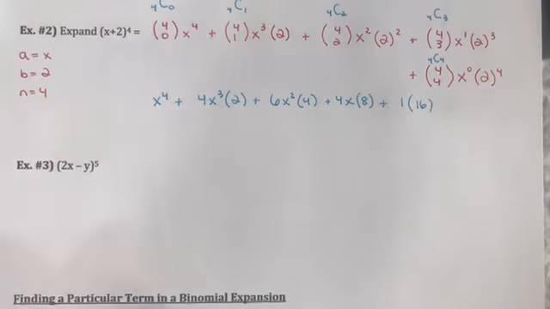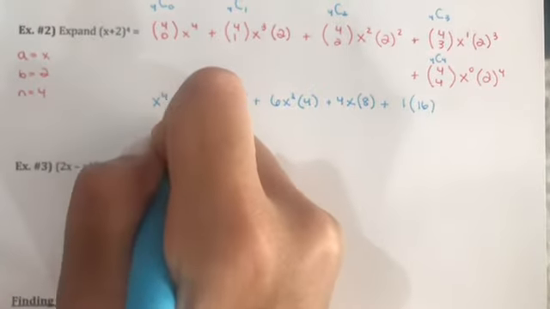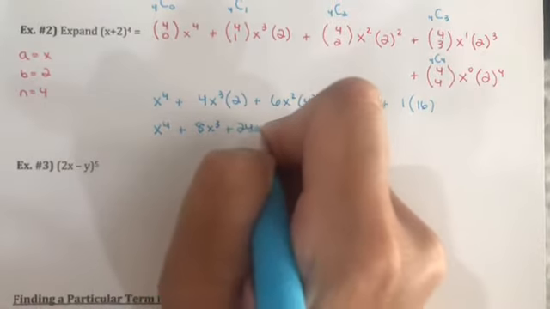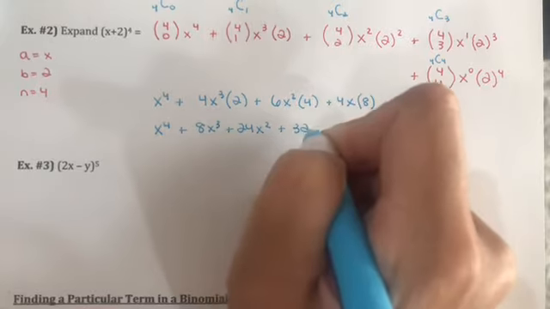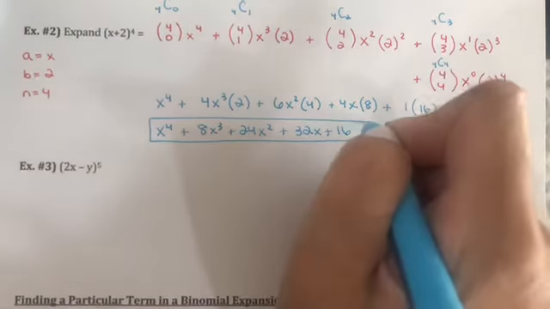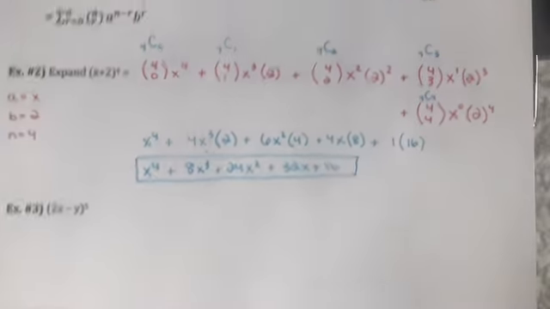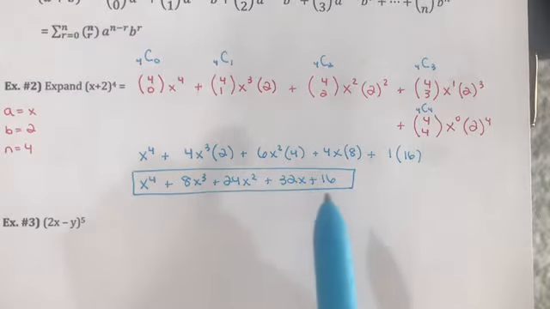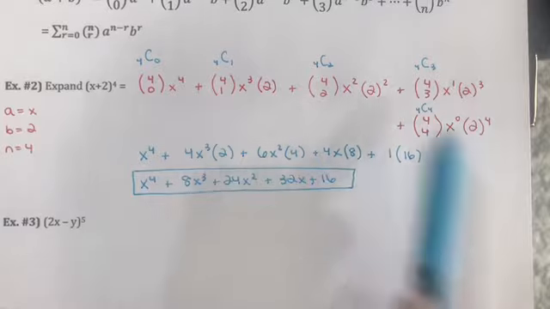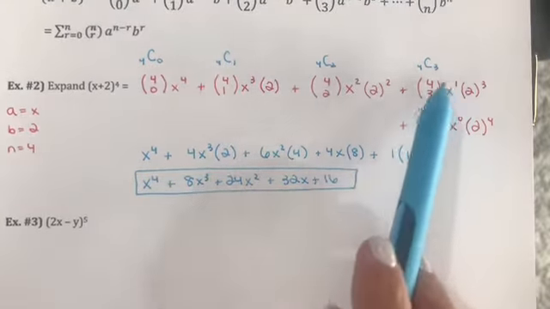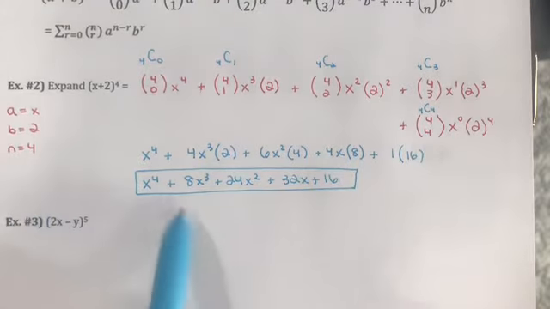Now, when I simplify all of this, I end up with x to the fourth plus 8x cubed plus 24x squared plus 32x plus 16. Okay. So while the initial setup might take a little bit of thought, simplifying is actually pretty easy, because we're able to use our calculator for the coefficient, and then we can just simplify from there.